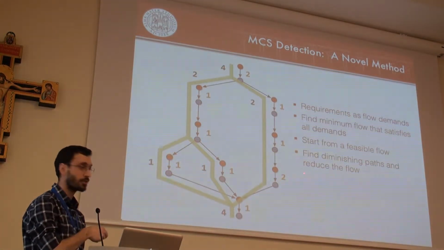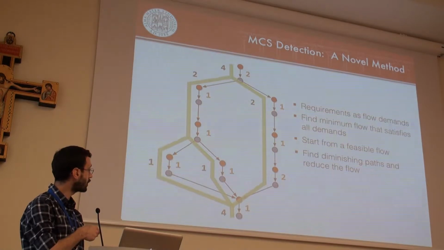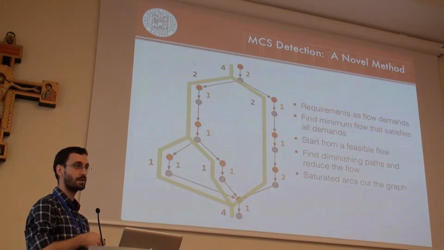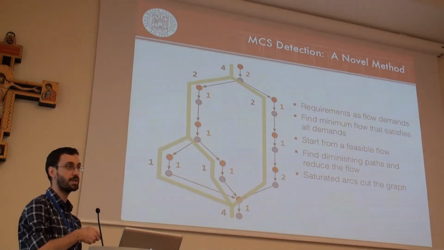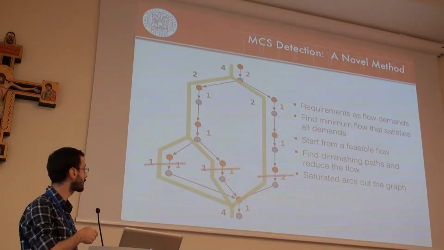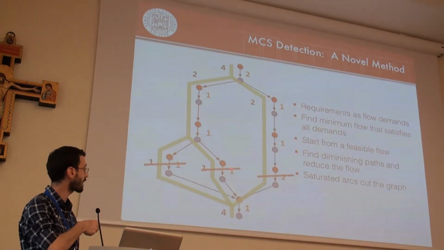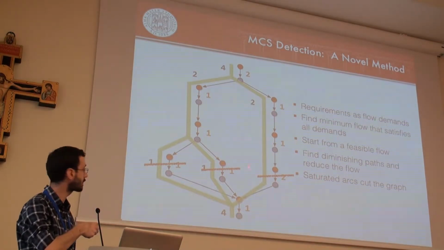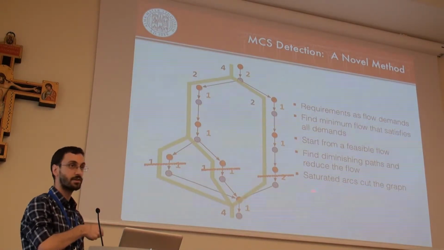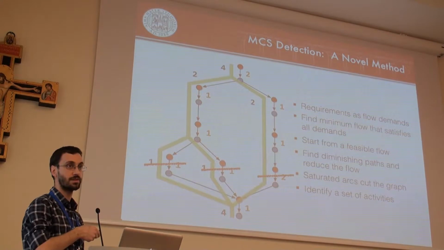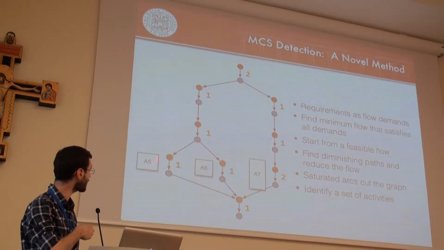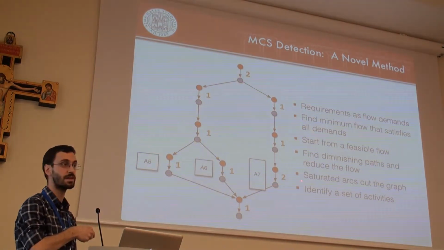Okay, now we have the minimum flow. What is the nice thing? If we look at the saturated arcs, they always form a cut in the graph, meaning that they split the graph in two parts. In this case, those are saturated. The flow passing through this arc is exactly equal to the demand. This cut corresponds to a subset of activities. In this case, they are A5, A6, and A7.